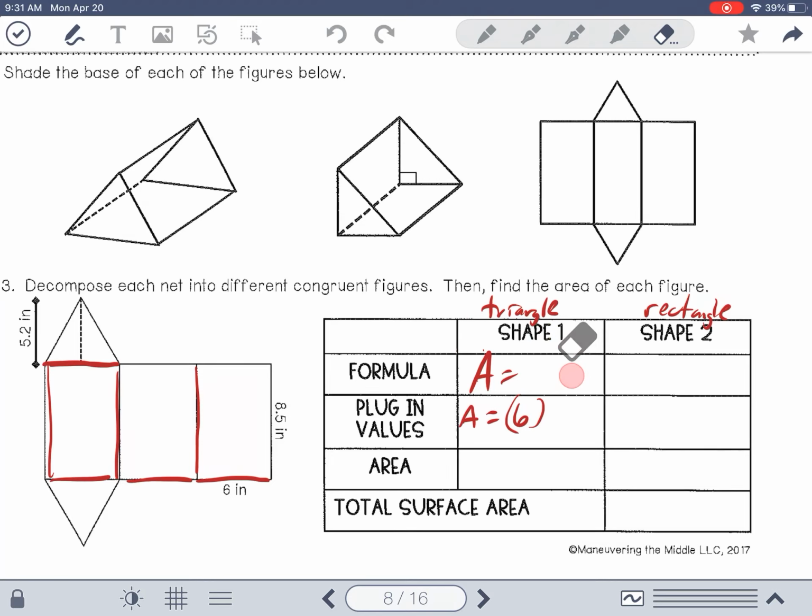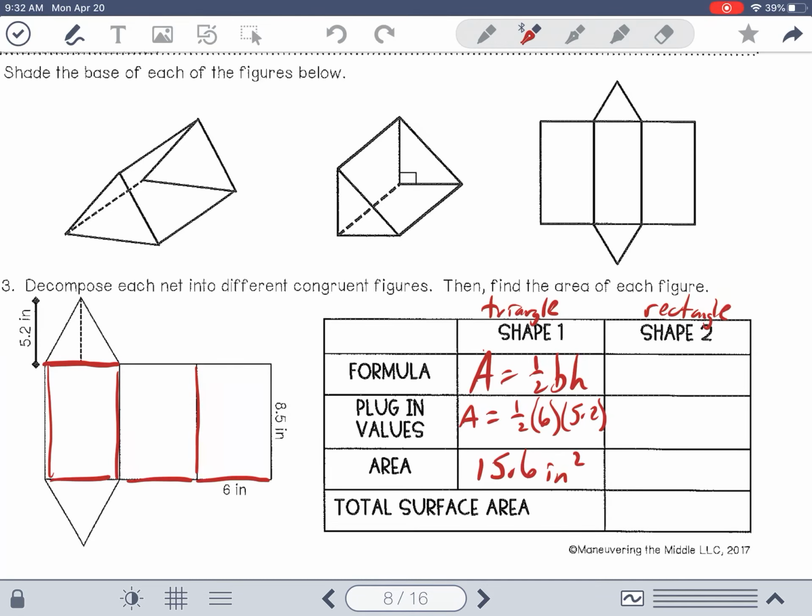I'm sorry. I heard somebody tell me, Mr. Gerald, that's not right. 1/2 base times height is my triangle. I apologize. 1/2. Okay, so then I've got to come back in. Thank you for that. I got a little too ahead of myself. The base is 6. Okay, the height is 5.2. So that area is 15.6. I'll let you do all that math later.